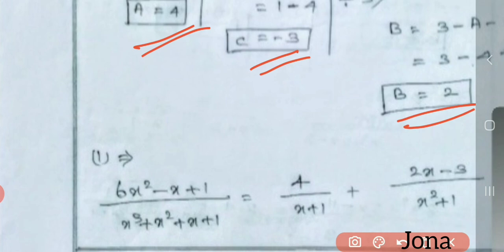Let me substitute this value: a is 4 here, so 4 by x plus 1, and here b is there and c is here. So substitute everything there, so that we get the final answer.